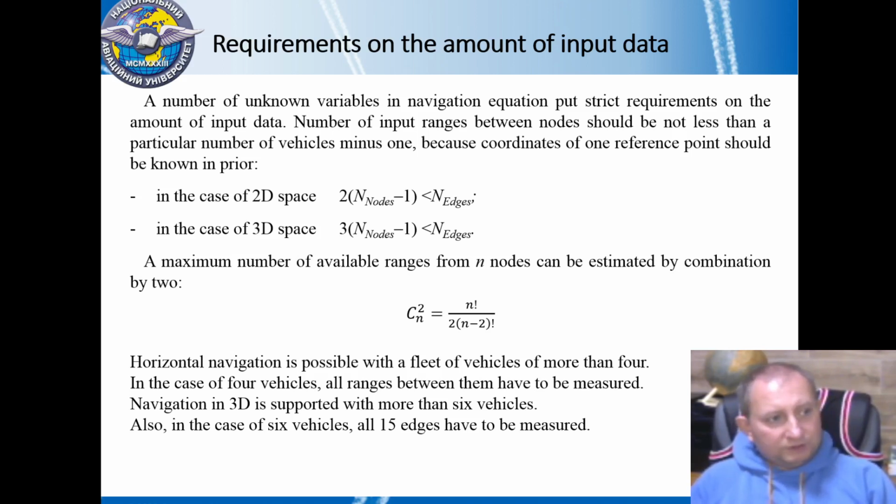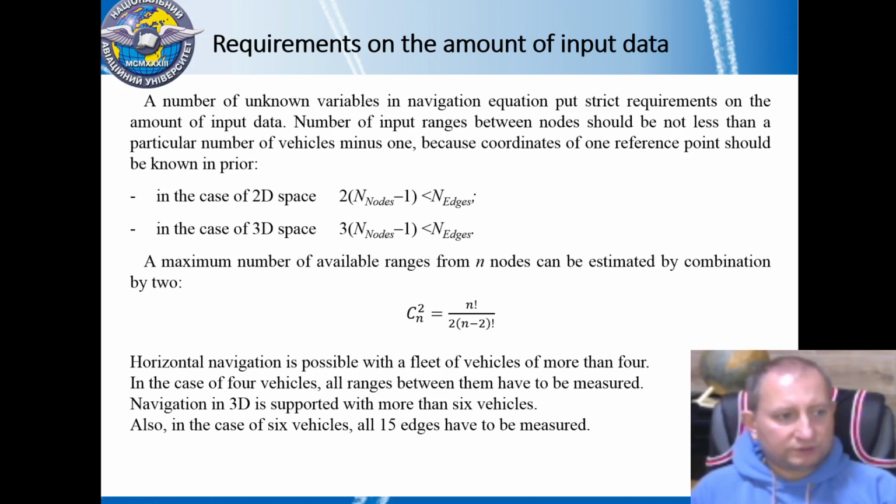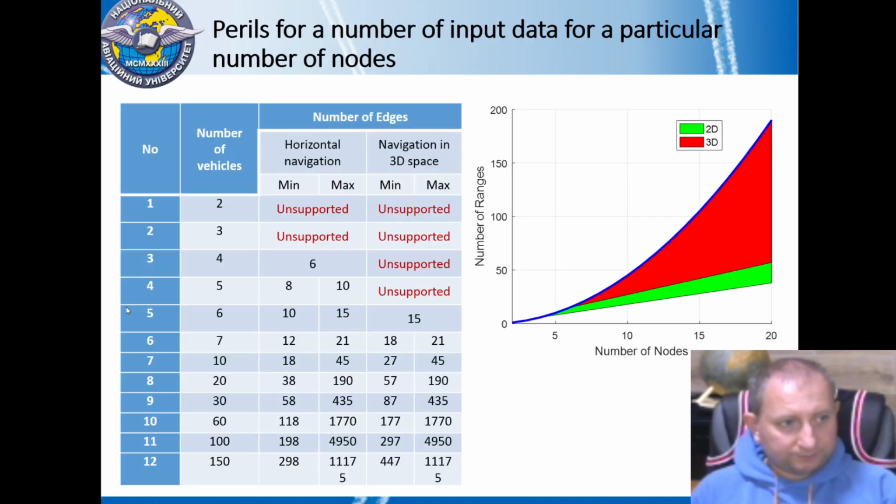Horizontal navigation is possible with a fleet of more than 4 vehicles. In the case of 4 vehicles, all ranges between them have to be measured or be known. Navigation in three-dimensional space is supported with more than 6 vehicles. Also, in the case of 6 vehicles, all 15 edges have to be measured.